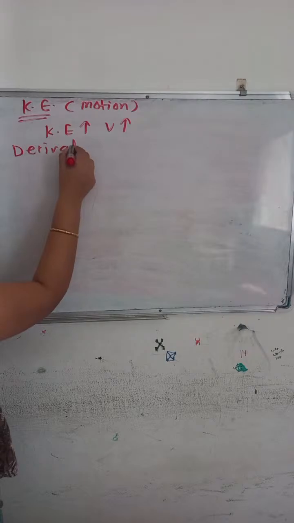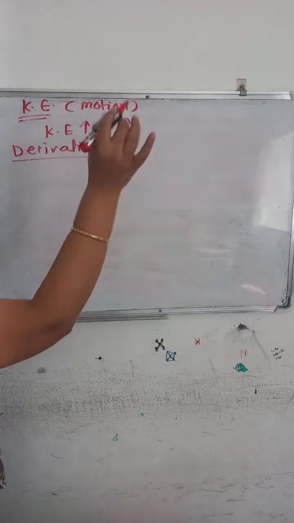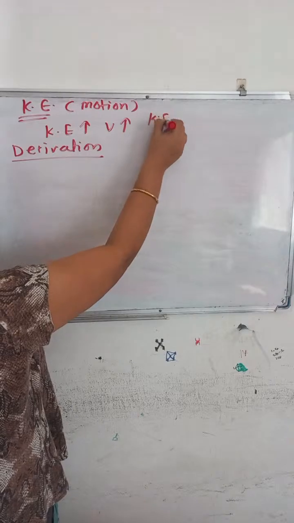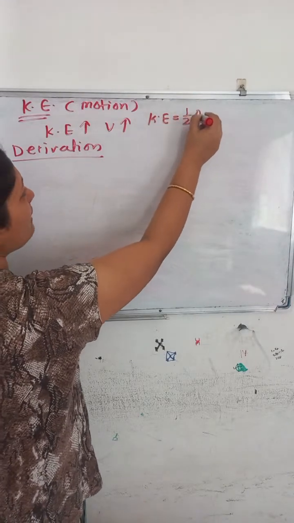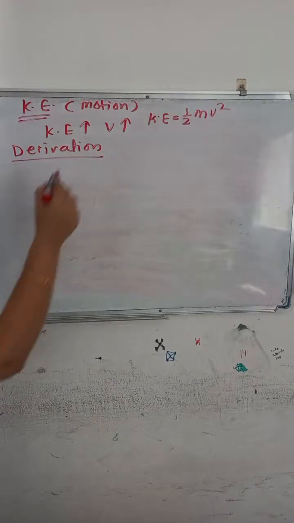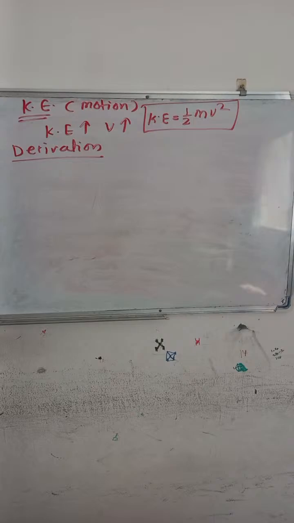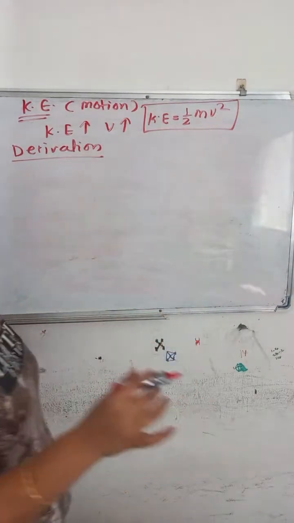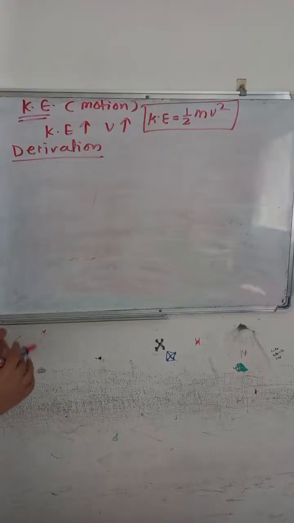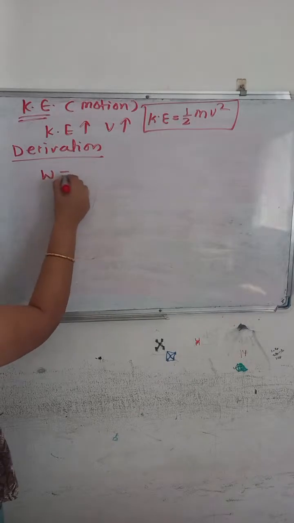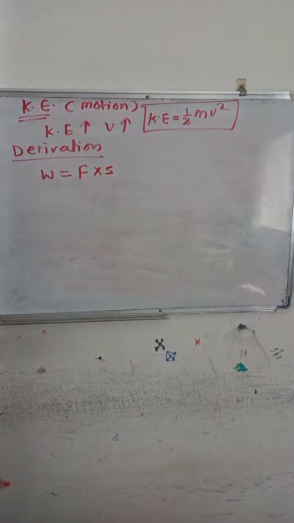So how to derive? I know the formula, even students know the formula for kinetic energy: half mv square. But this time we have to prove kinetic energy is half mv square. How will it come? The body is in motion, that means the body is performing some work done, and that work done is force into displacement. Just now we did: work done is nothing but force into displacement, F into S. Getting up to here.